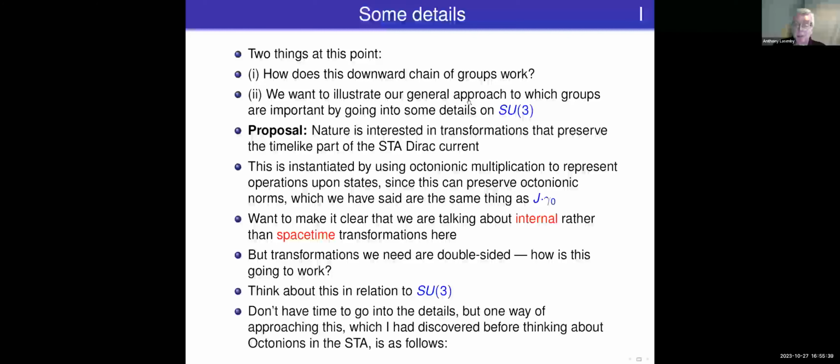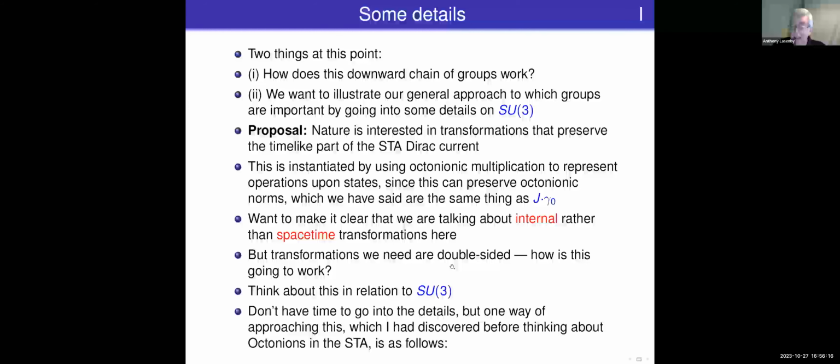And I have a proposition for selecting what's going to be important. Here's a proposal. Nature is interested in transformations that preserve the time-like part of the STA Dirac current. And this is, of course, instantiated by using Octonionic multiplication to represent operations upon states, since this will preserve the Octonionic norms, which we said are the same thing as the Dirac current time-like bit. Now, it's important here to make clear we're talking about internal rather than space-time transformations here.